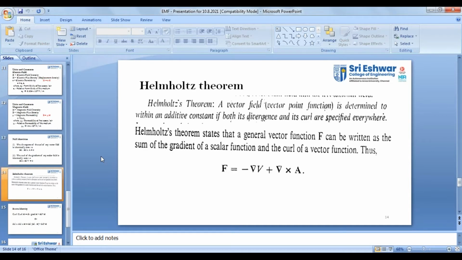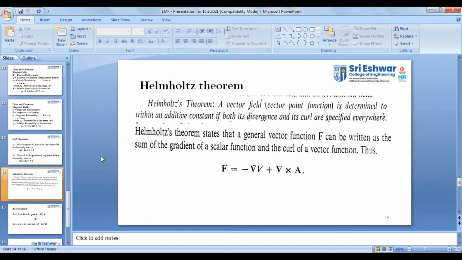Next, very important again, a 2-mark question, is the Helmholtz theorem. Its statement is very simple. F is equal to minus del V plus del cross A. So if I am taking A as some vector, it is the summation of two things. Number one, the curl of a vector field A, and under del V, what is del V actually? Del V is nothing but the gradient of a scalar function.